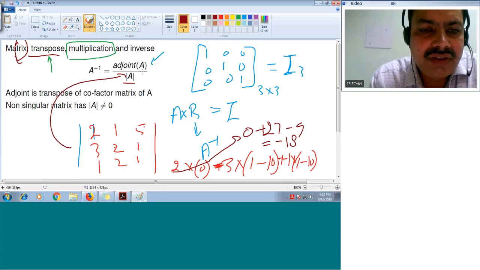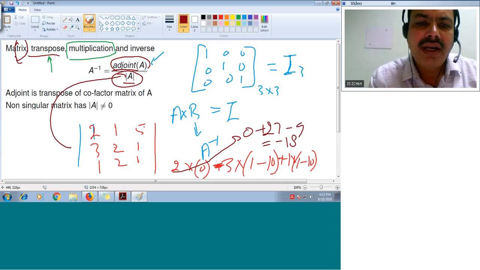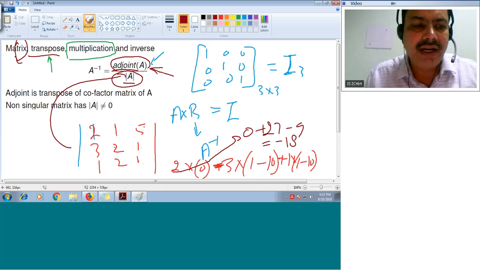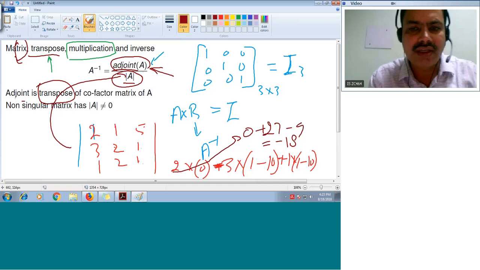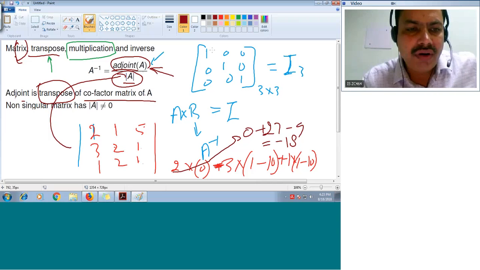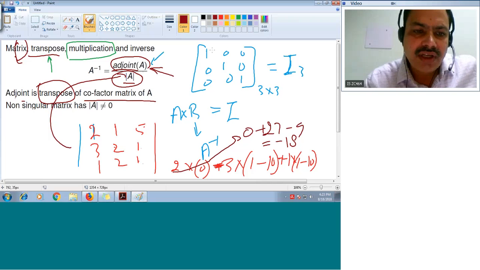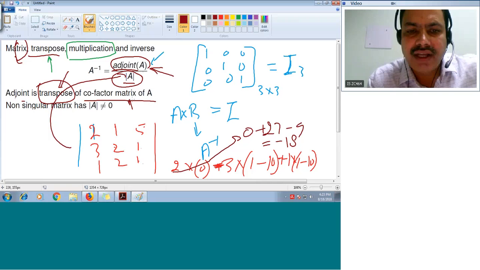Then what is the adjoint? You find the adjoint of the matrix A, and then you divide it by the determinant. So let me see what the adjoint is. The adjoint is the transpose of the cofactor matrix. You know what the transpose is: every row is changed to a column, and every column is changed to a row. So you know how to find a transpose. Let's see what the cofactor matrix of A is.